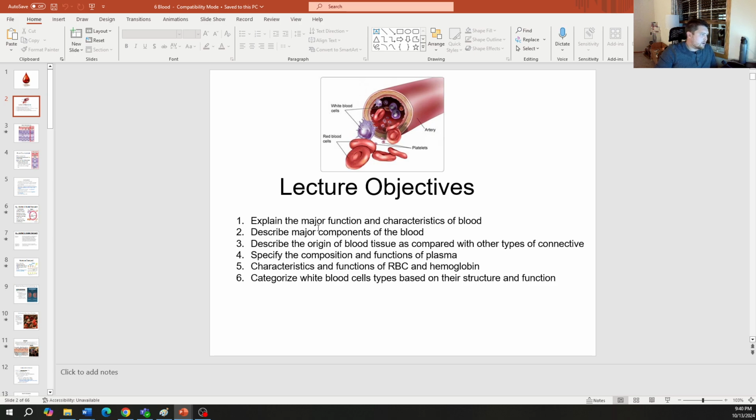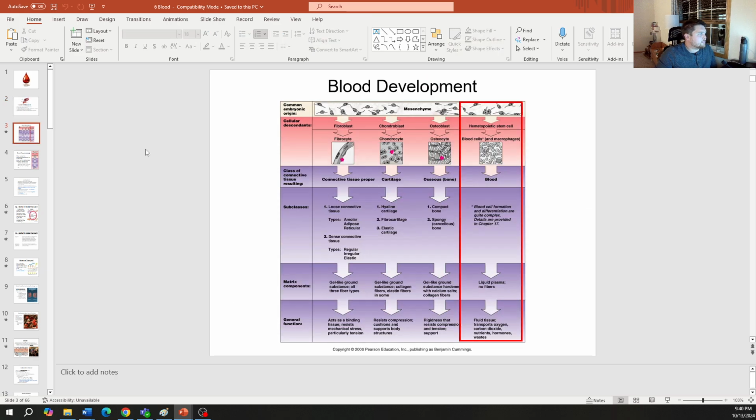So we're going to talk about the blood in general, the major function, characteristics, and the major components. It's the origin of its tissue as well as the other connective tissues. Checking the composition and function of plasma, also comparing that to serum. We're going to talk about the red blood cells and hemoglobin quite a bit. And then finally the white blood cells as well.